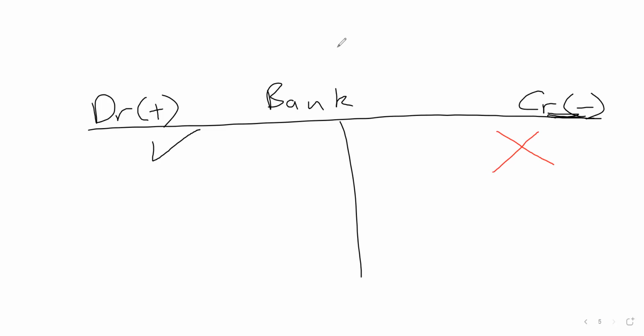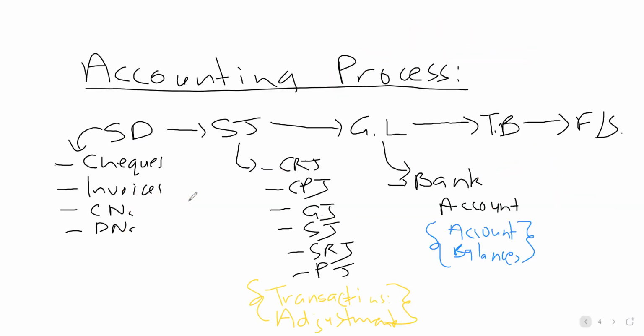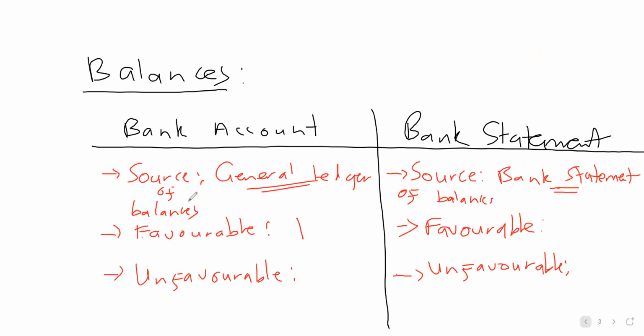Why? Because bank, according to the general ledger, it's an asset. That is the reason why we say a favorable bank balance, according to the ledger, is a debit balance, and an unfavorable balance, according to the bank account in the general ledger, is a credit side balance. It's because bank, according to the ledger, is an asset. That is the whole reason behind this. So hence we are saying, favorable balance according to the bank account is always going to be a debit side all the time.